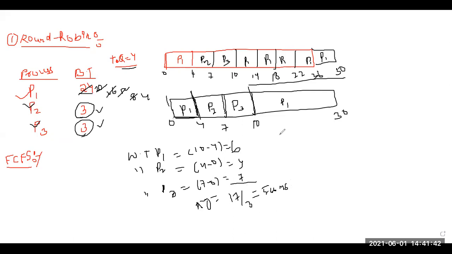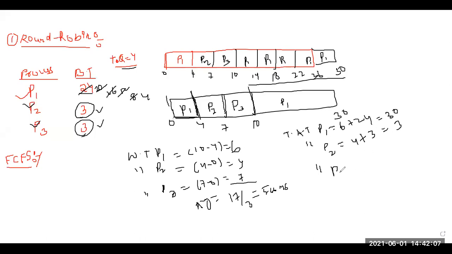Fine. Now similarly you can find the turnaround time also. So turnaround time of P1 will be how much? Waiting time plus burst time. Burst time is 24, so it will be 30. Similarly, turnaround time of P2 will be waiting time 4 plus burst time 3, which will be 7.